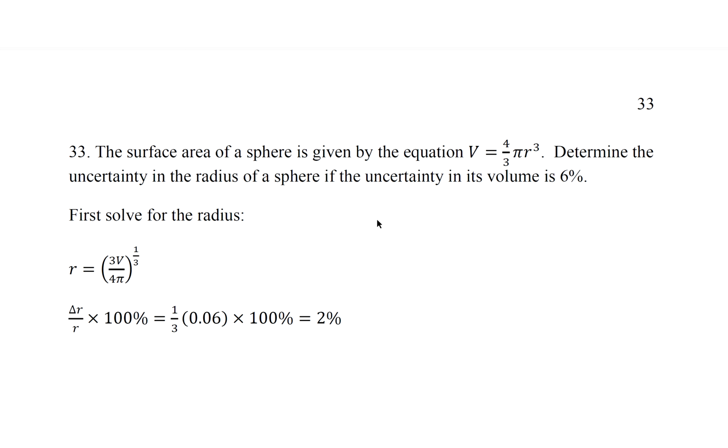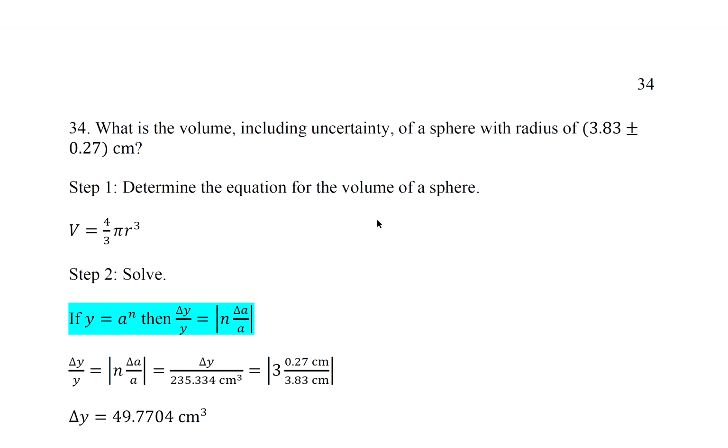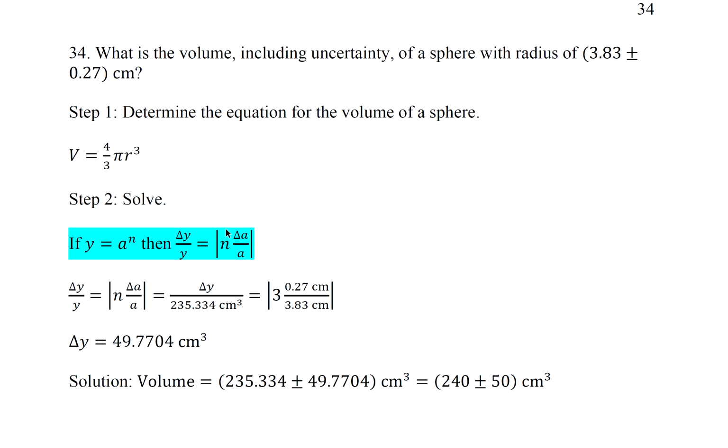Question 33. The volume of a sphere is given by the equation v equals 4/3 pi r cubed. Determine the uncertainty in the radius of a sphere if the uncertainty in its volume is 6%. So first step, solve for the radius. Second step, just use the equation in blue that I've given you previously about exponents. Which is this equation here. So this equation here is going to be used for question 33 and 32.